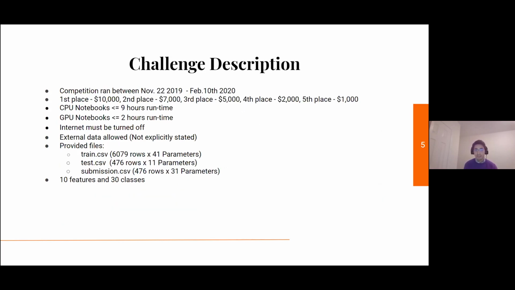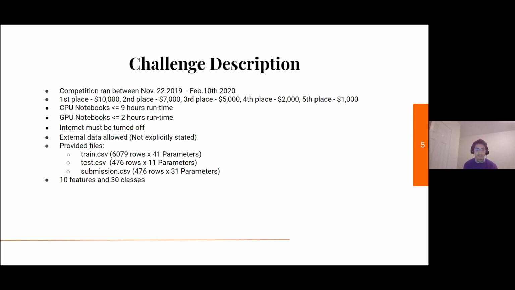The competition ran between November 22nd of 2019 and February 10th of 2020. There were 5 top spots, with the first spot being offered $10,000 and the last spot being given about $1,000. There were only 3 requirements mentioned in the competition guidelines: the CPU notebooks would run in less than 9 hours, the GPU notebooks ran less than 2, and all training or testing should be done offline.